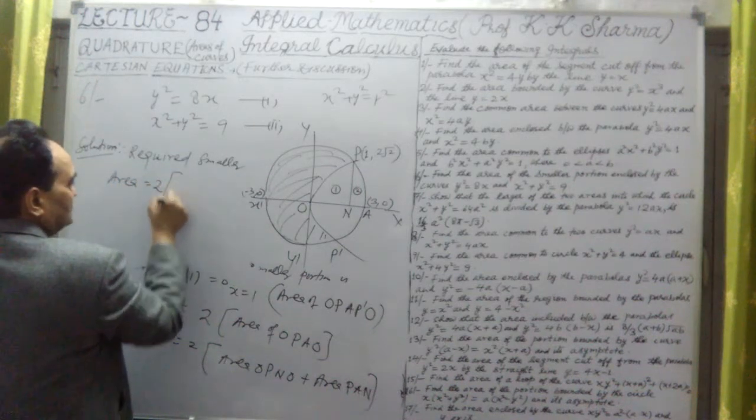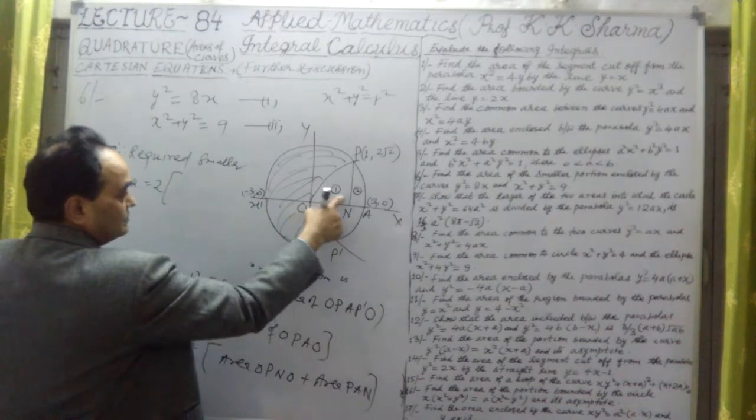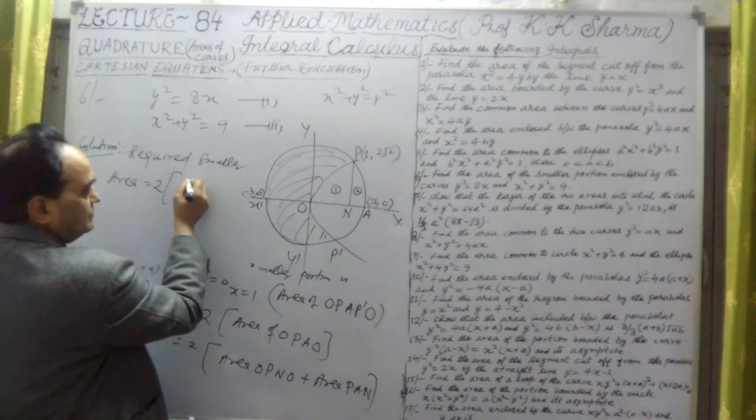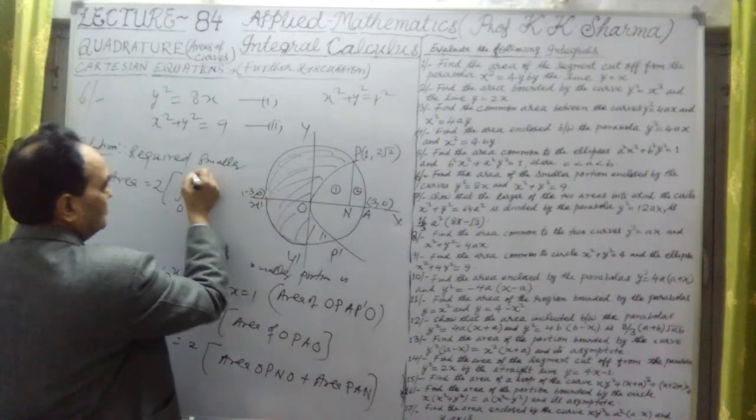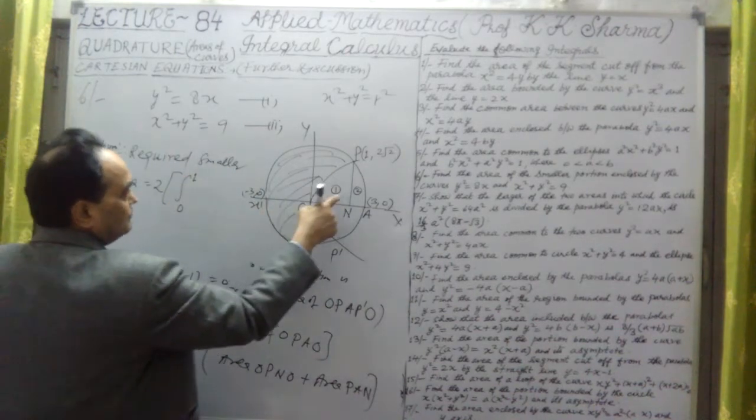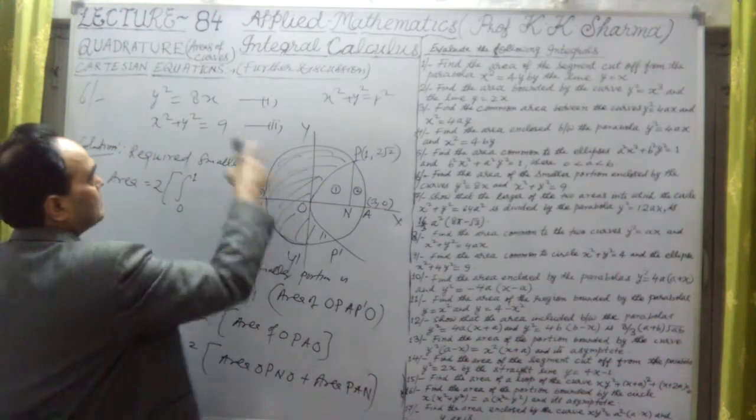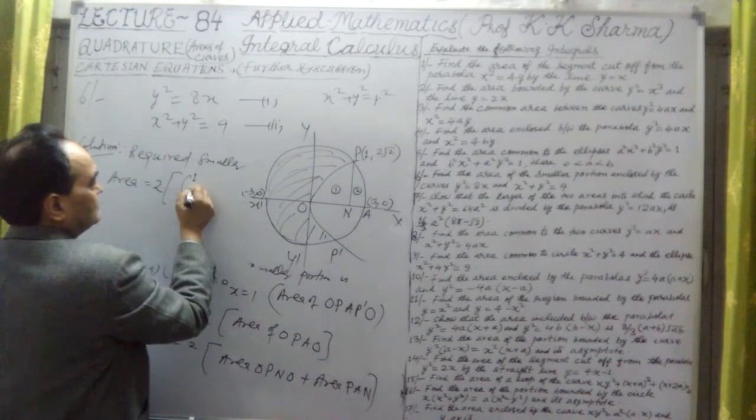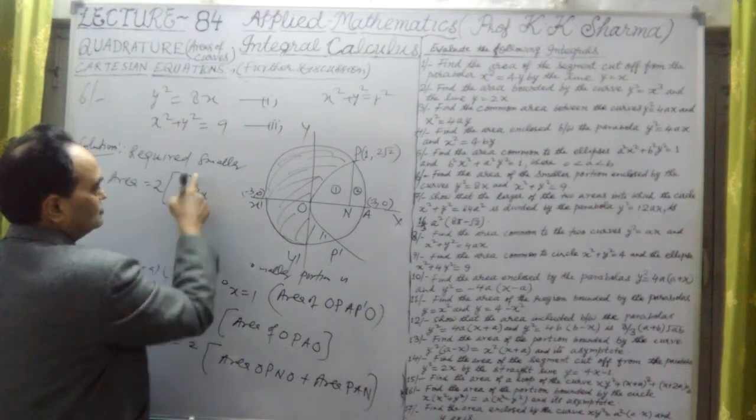The area is equal to twice this area. This will be the sign of integration. Let me write the limits 0 to 1 for the parabola. So the first y value is y dx from 0 to 1, with limits 0 to 1.